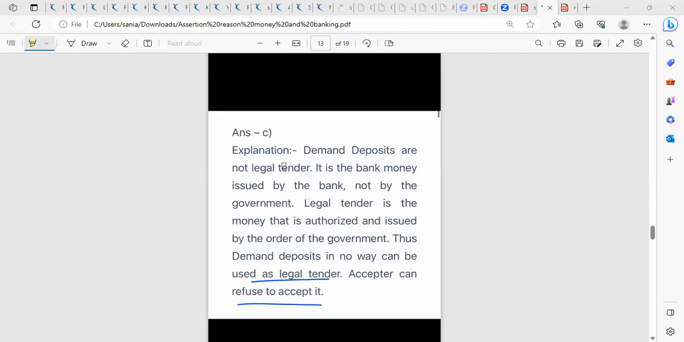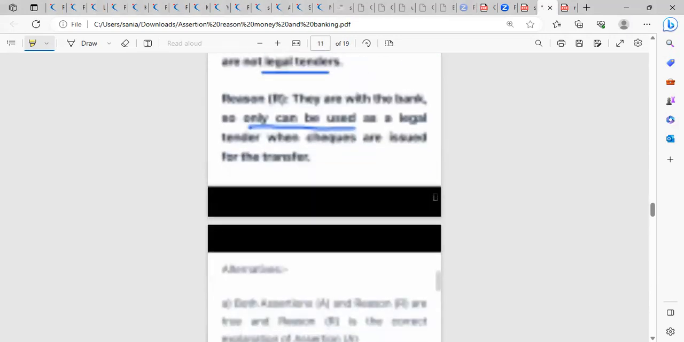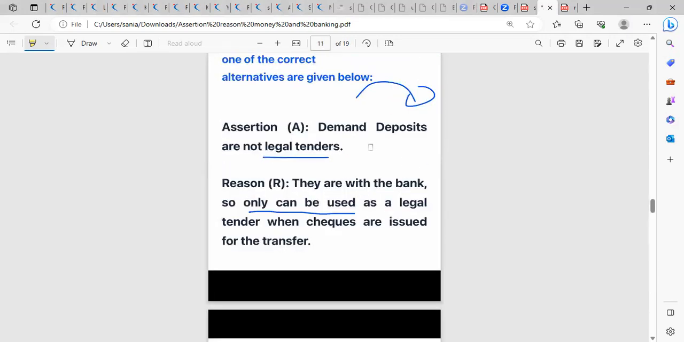Legal tender is what? Tell me. Currency and coins issued by the government. Currency, who is issuing it? RBI is doing it. And demand deposits, where do you keep demand deposits? With the central bank? No, with the commercial bank, right? When you deposit your money, that becomes demand deposit, right? So this one is correct because demand deposits are not legal tender.